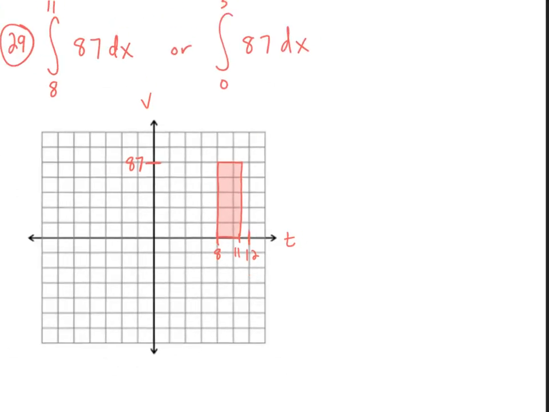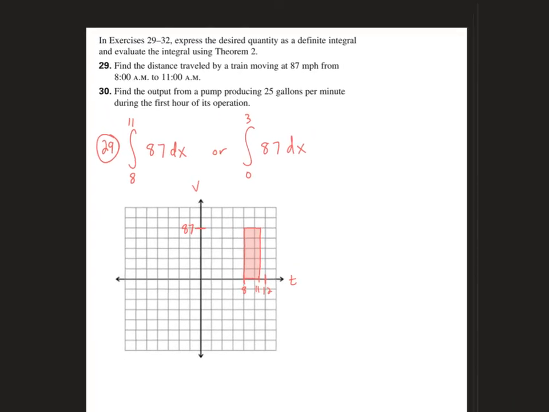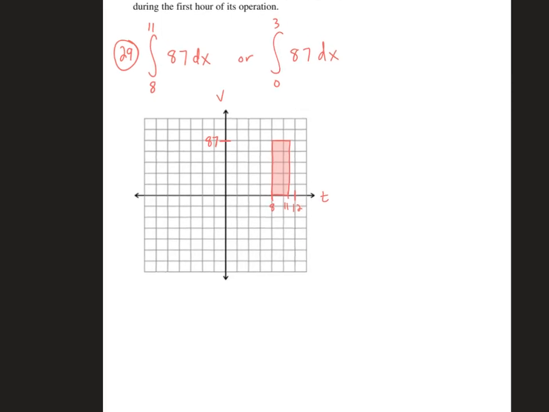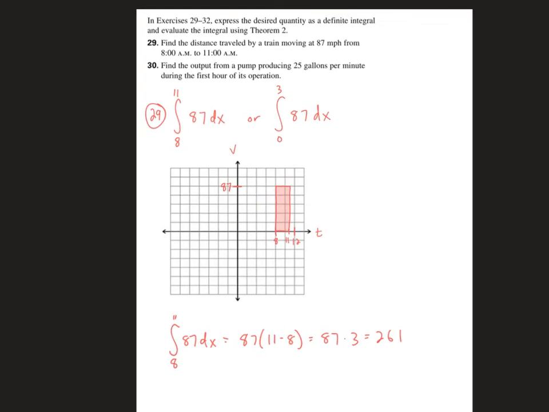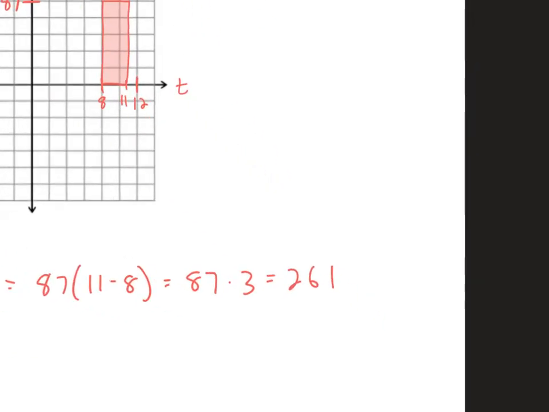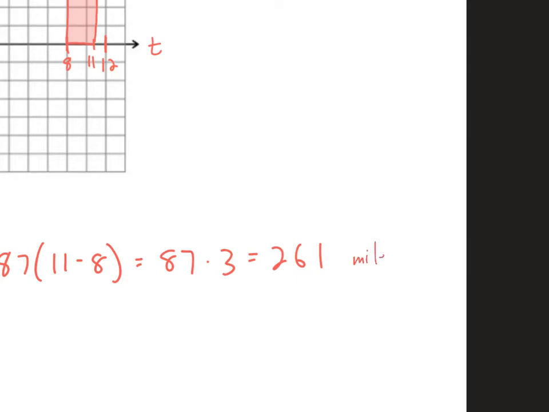And that's what Theorem 2 says in the book. So to evaluate this integral from 11 to 8 dx, this is just 87 times, that's the height, and 11 minus 8 is the width. And that's 261. And then units, so we're doing miles per hour times hours, so this will be miles. Okay, and that's how many miles the train traveled.